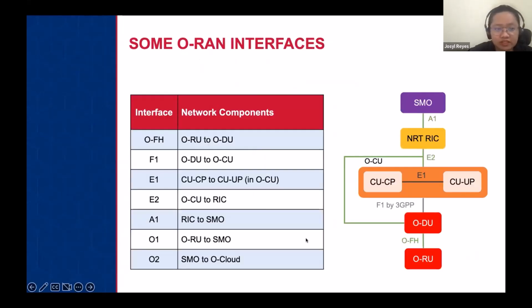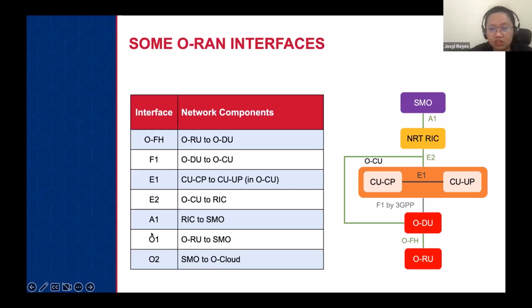Here you can see the summary of the different interfaces. Starting from the bottom, the fronthaul interface connects the DU and RU, and the F1 interface connects the DU and the CU. The E1 interface is within the CU only. The E2 interface is relevant to the near real-time RIC. This is in working group 3. And then you also have the A1 interface. This is called the northbound interface, connecting the near real-time RIC to the SMO.